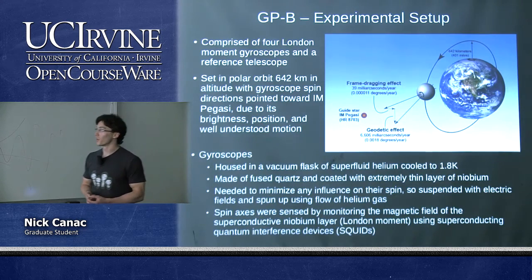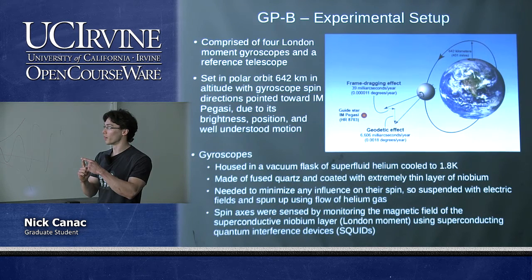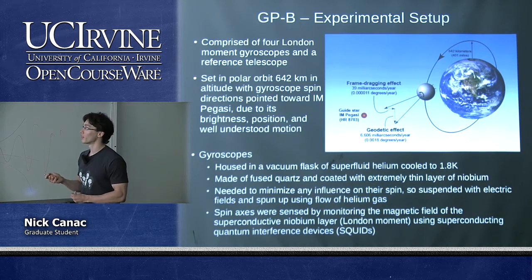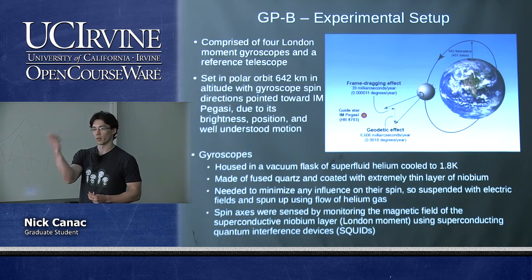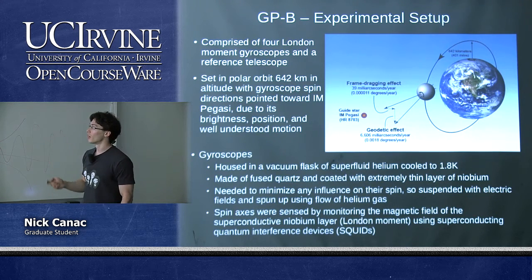Right, so the experimental setup for Gravity Probe B, you can see a cartoon of it here. This is the satellite, and it rotates over the poles. The reason they do this is to separate the two precession effects, the one due to the geodetic effect and the Lense-Thirring effect. If you have it orbit over the poles, the rotation of the Earth will pull it in one direction, and then the orbit will pull it in the other direction. And so you have the two effects perpendicular to each other.